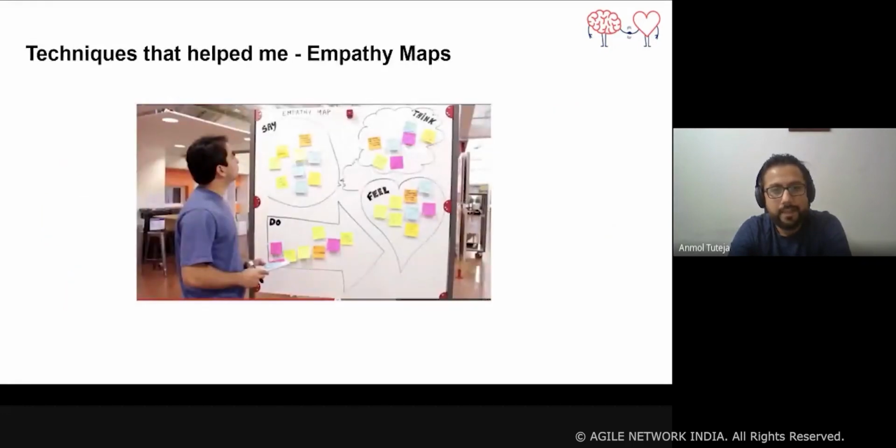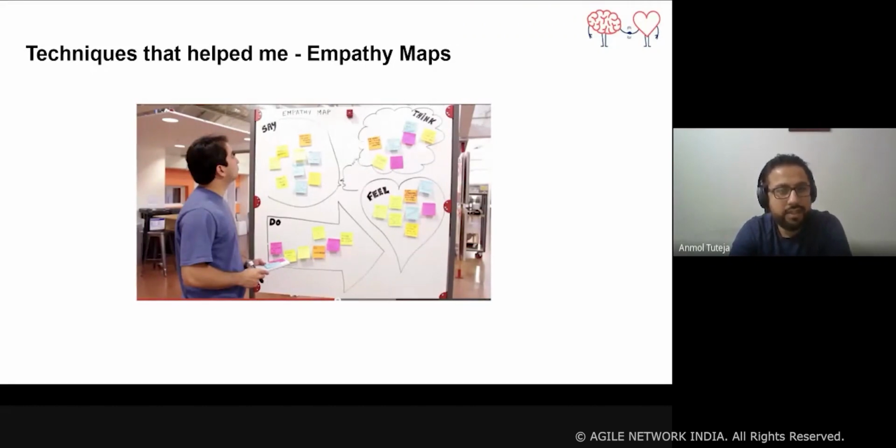So techniques that help me, usually these are frameworks which can help you if you apply them. When you go through that interview, straight after that interview or while you're interviewing, if the user is okay with it, we can start mapping the answers that we're getting into 4 buckets: what the user is saying, thinking, feeling, doing.